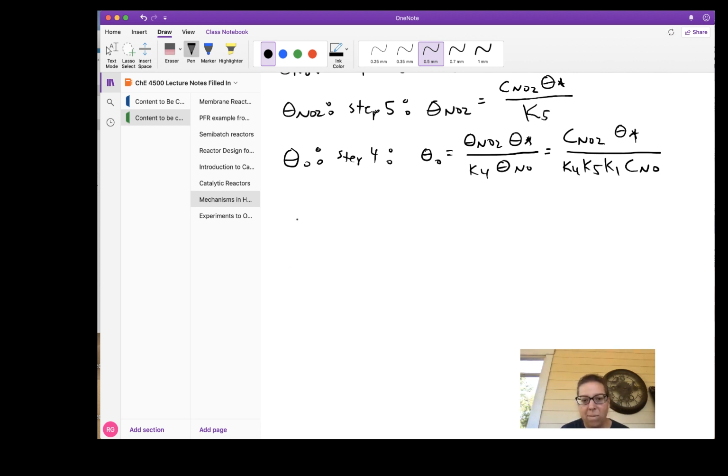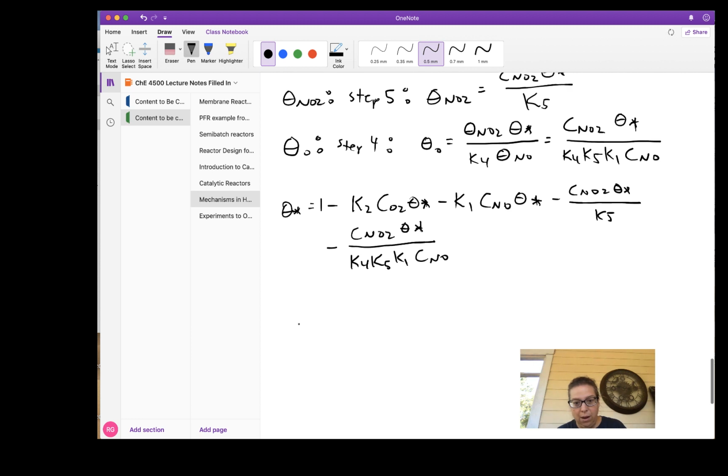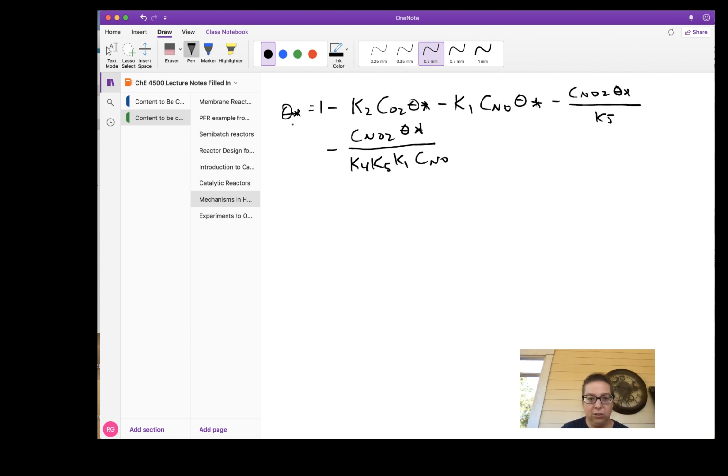So now I can substitute that all in, so theta star equals 1 minus K2 C O2 theta star minus K1 C NO theta star minus C NO2 theta star divided by K5, and minus, so this is O2, NO, NO2, so I need my oxygen coverage, C NO2 theta star divided by K4, K5, K1, C NO. So now I basically just need to do some algebraic manipulation, and I can solve and get an expression for theta star.